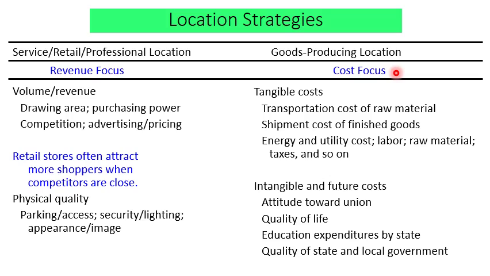In the case of manufacturing, tangible costs like transportation costs, shipment costs, energy, utility, labor costs, raw material, tax, and so on. Those explicit costs can be considered. And the others, intangible and future costs: attitude toward union, whether it's positive attitude or negative attitude, or quality of life of the surrounding, education expenditure by the state is another issue. Quality of the state and local government is also another intangible factor which affects the cost.